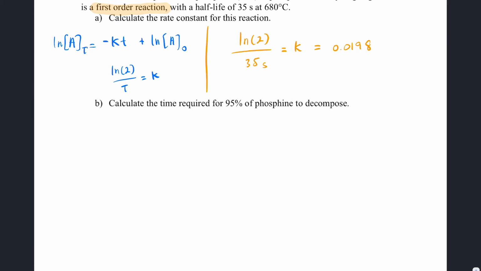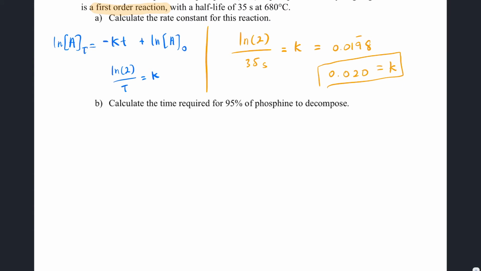Well, we should take into consideration the significant figures given in this problem. And it looks like we had two significant figures, so I'm going to round this 9 here because there's a number greater than 5 to the right of it, so it's going to be 0.020. That's going to be my rate constant for this particular problem. Great.